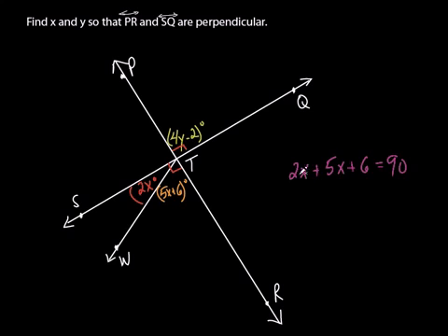Let's do the math quickly. 2x and 5x is 7x. Subtract a 6 from both sides and we get 84. Okay, and then divide by 7, and then you get, what's that, 12? So x is equal to 12.